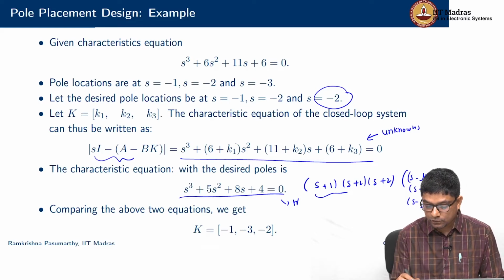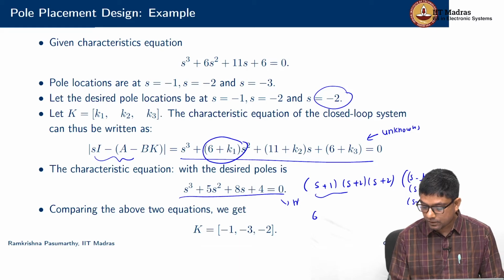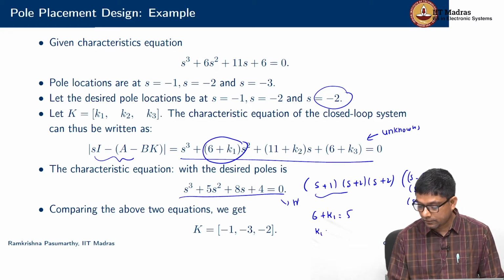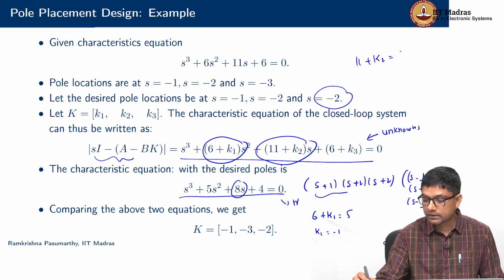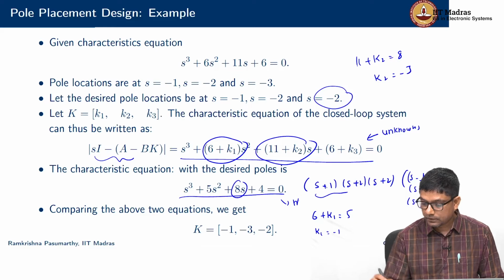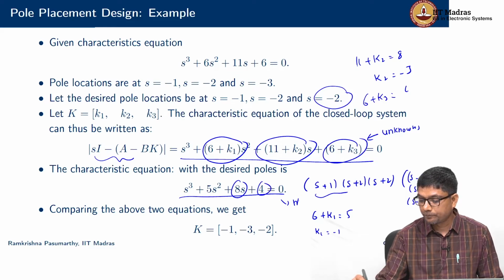So, now what I do, I equate 6 plus k1 equal to 5. So, k1 is minus 1. Similarly, 11 plus k2, the coefficient of s, 11 plus k2 is 8, k2 is negative of 3. Lastly, this 6 plus k3 is 4 and k3 is minus 2.